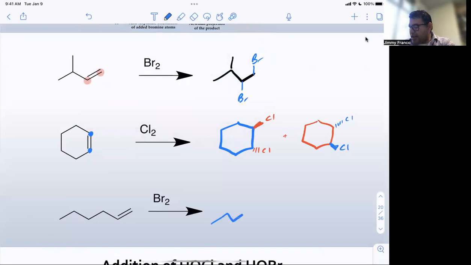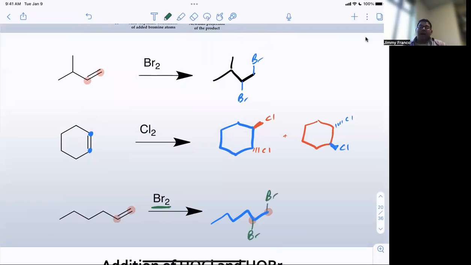Draw the carbon chain exactly the way it is. We know that we're going to add the bromines to each carbon that was part of the double bond. So let's go ahead and do that. We're doing bromine this time. So we get one bromine off that carbon, one bromine off the other.